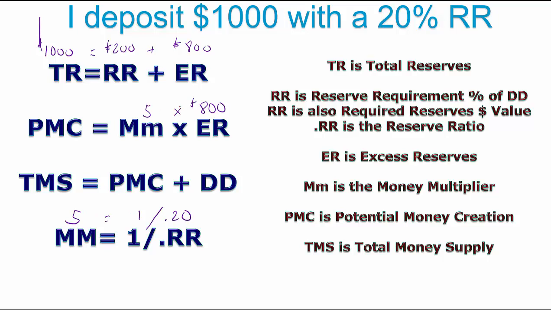So this is where the magic happens. That means when I make a $1,000 deposit, potentially the money supply could grow by another $4,000. Crazy, right? Well, that's what that means. That means the total money supply, that's TMS, can be the 4,000 that was created plus the original deposit of 1,000. Or I'm sorry, the total money supply could be 5,000. It grew by 4,000. So that's kind of a quick explanation of the math behind money creation.